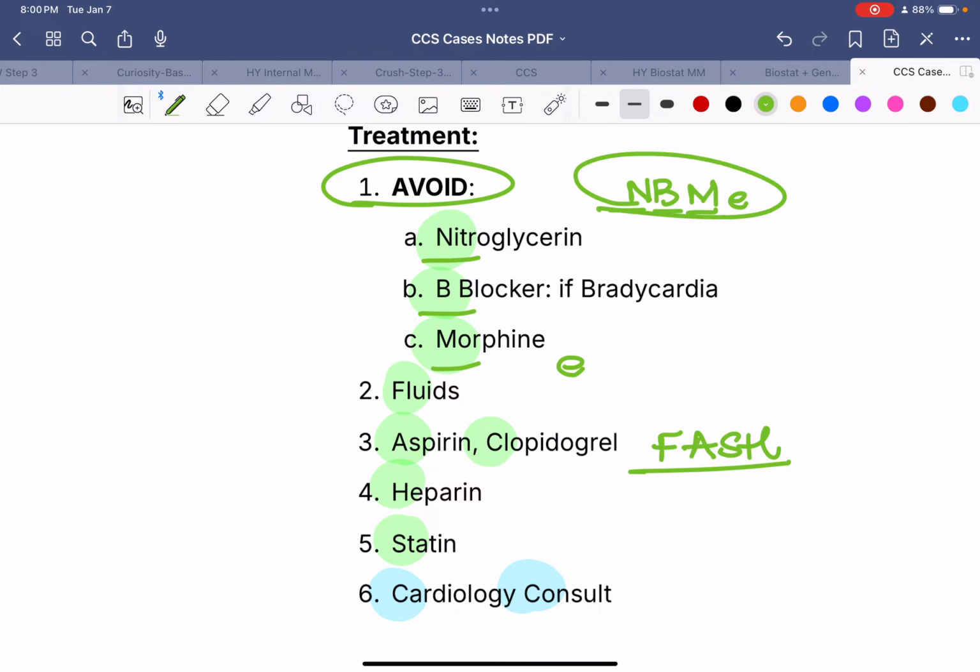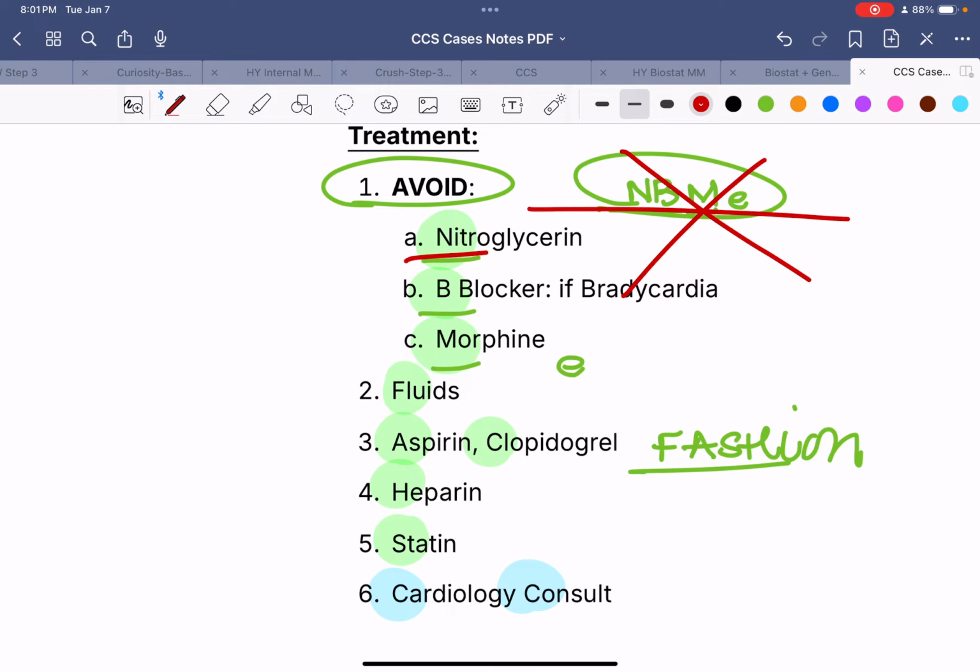So I made a mnemonic of NBME fashion, right? NBME is like a cross. You are not going to give NBME, right? In NBME we have N for nitroglycerin, B for beta blocker, and M for morphine. These are the drugs specifically you're going to avoid in right heart failure, since the right heart is already compromised. If you give a beta blocker or nitroglycerin or morphine, it can actually tax the right heart, right? So the cross includes nitroglycerin, beta blocker, and morphine.